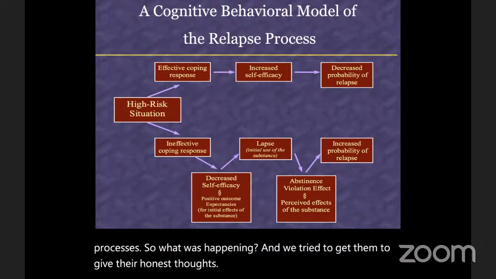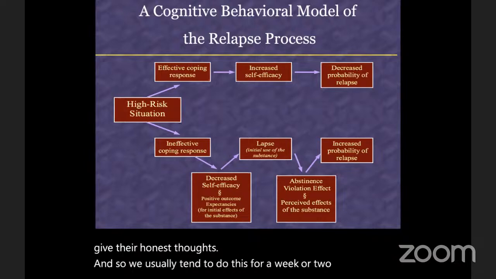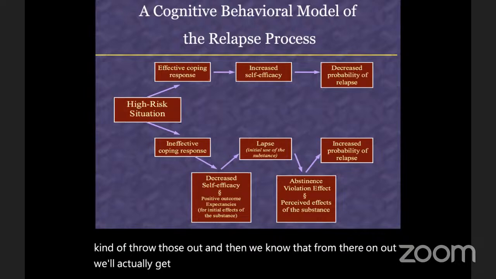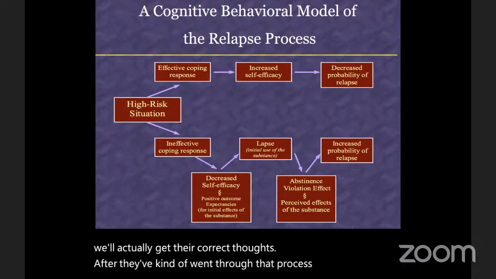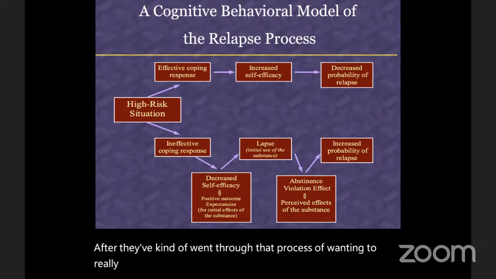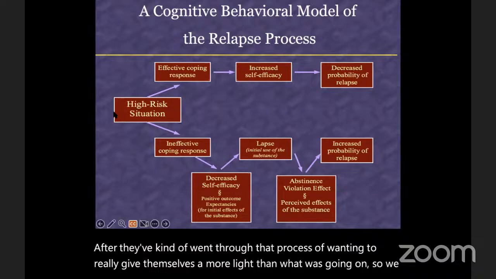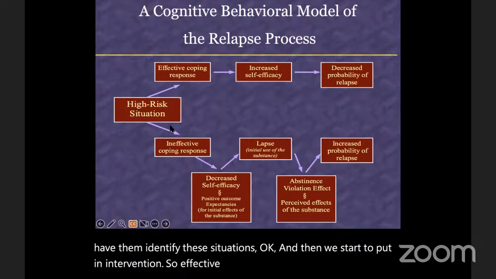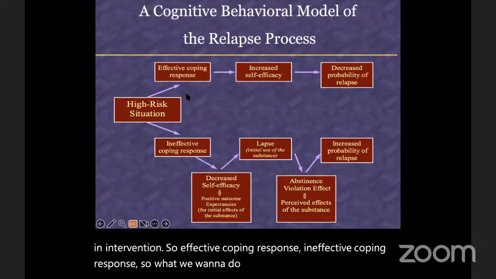And so we usually tend to do this for a week or two, and then we kind of throw those out. And then we know that from there on out, we'll actually get their correct thoughts after they've kind of gone through that process of wanting to give themselves a better light than what was going on. So we have them identify these situations, okay? And then we start to put in interventions. So effective coping response, ineffective coping response. So what we want to do is put a cognitive skill in place.